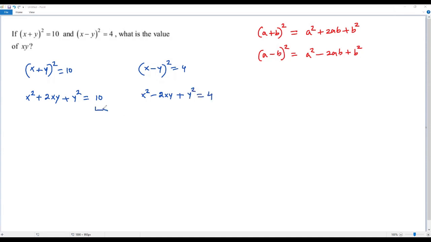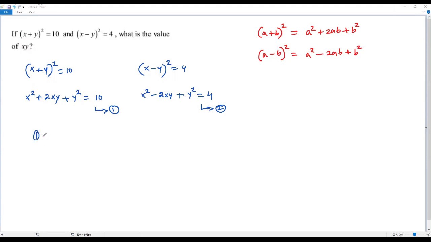Let me consider this as equation number 1 and this as equation number 2. What if I add the two equations? When I add the two equations, the positive 2xy and negative 2xy will cancel out. But our aim is to get the value of the product x times y. So I need the term xy in the resulting equation so that I'll be able to get its value. For that, we have to subtract the two equations. When I subtract the two equations, I'll be able to get rid of x² and y². Then I can get the resulting equation in terms of x times y.